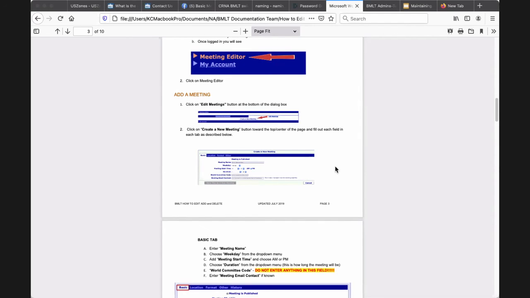Now, all of that is a precursor of why switching from a regional server to a zonal server for BMLT worked really well.